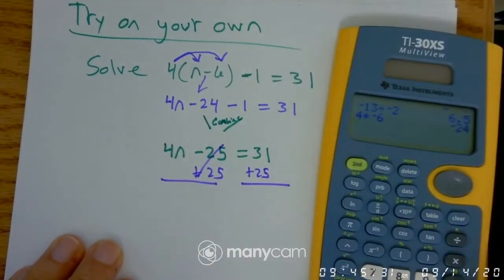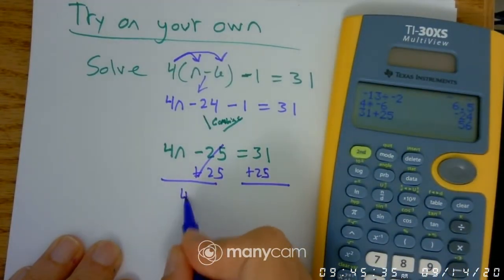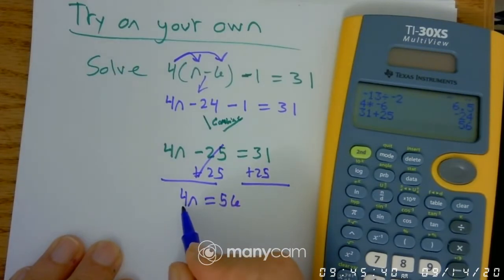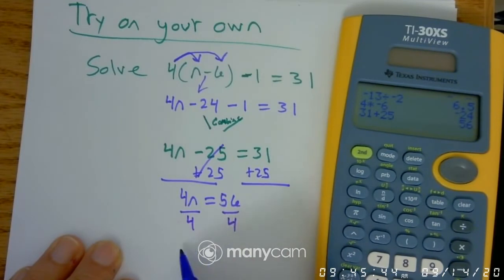Okay, so I'm going to have 31 plus 25, and I have 4n equals 56. And then I have 4 times n, and then I'm going to divide by 4. That goes to 1. So I have n equals 56 divided by 4 equals 14.